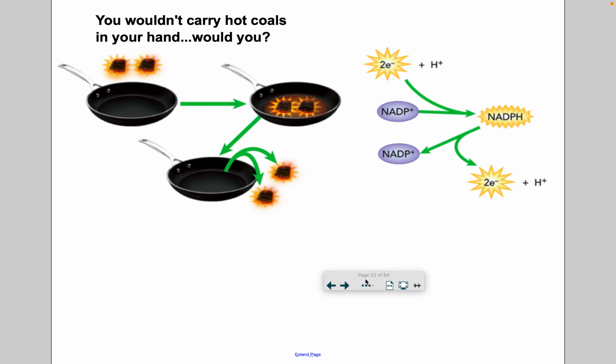You wouldn't carry hot coals in your hand, would you? No, you'd use a pan. So the pan would be your coal carrier. Why you heat up coals in the first place, I'm not exactly sure. But to make the analogy to NADP+, here's NADP+. It picks up 2 electrons and a proton, and it becomes NADPH. It carries them to a specific location. You drop off the electrons, and NADP+ can now go pick up some more electrons and bring them to a location.